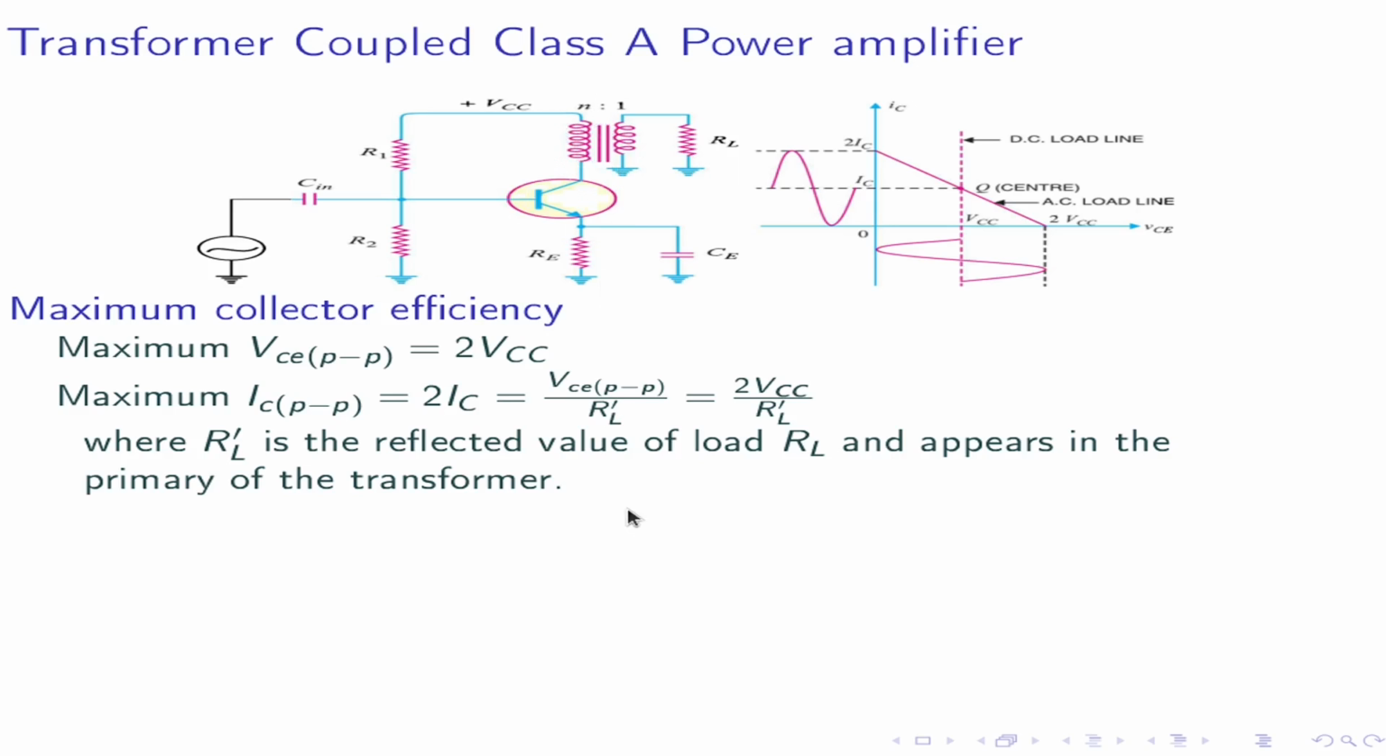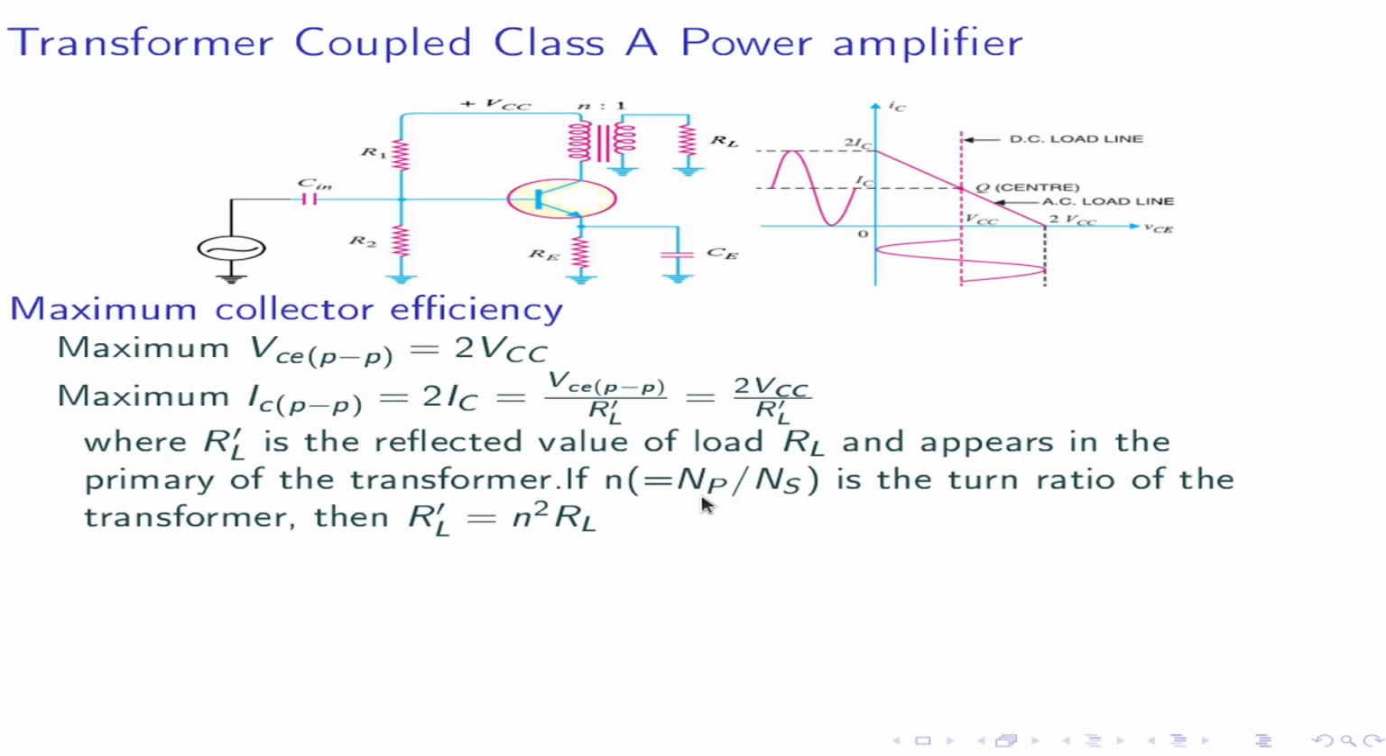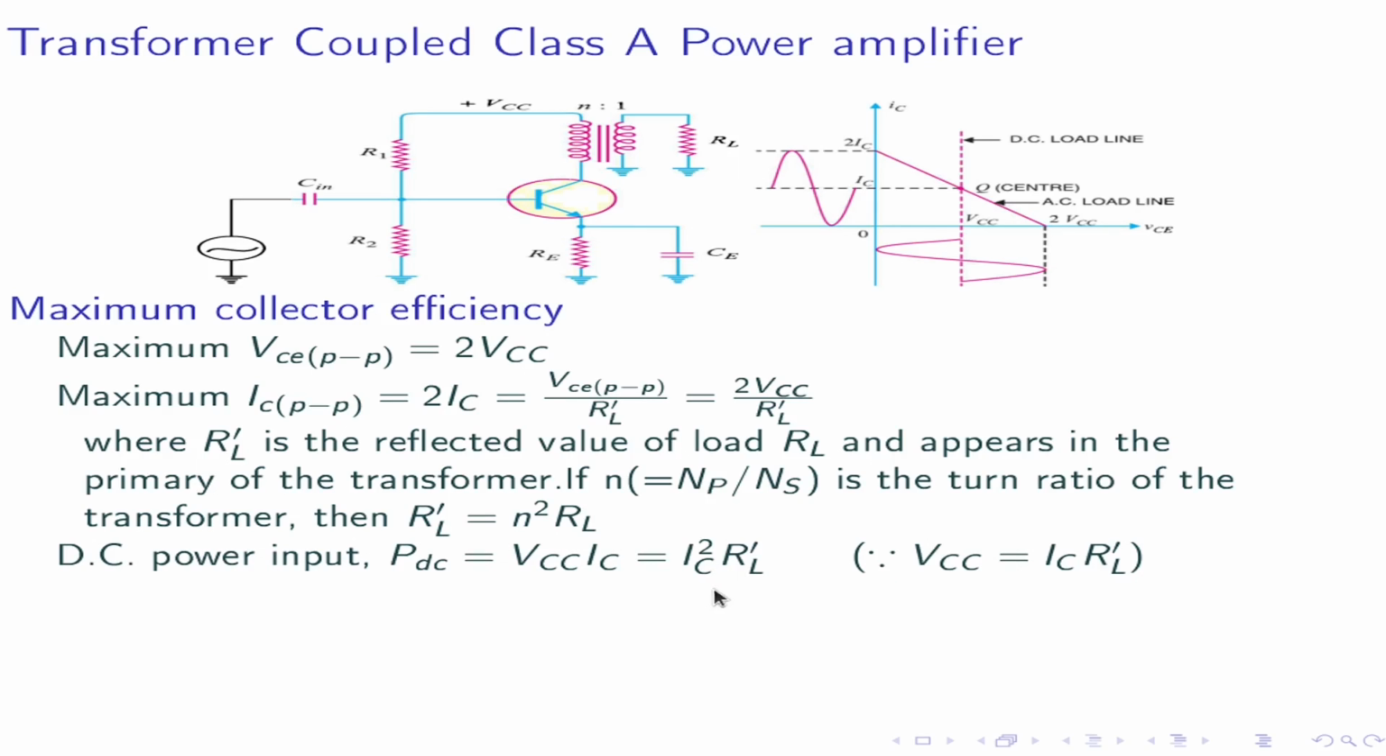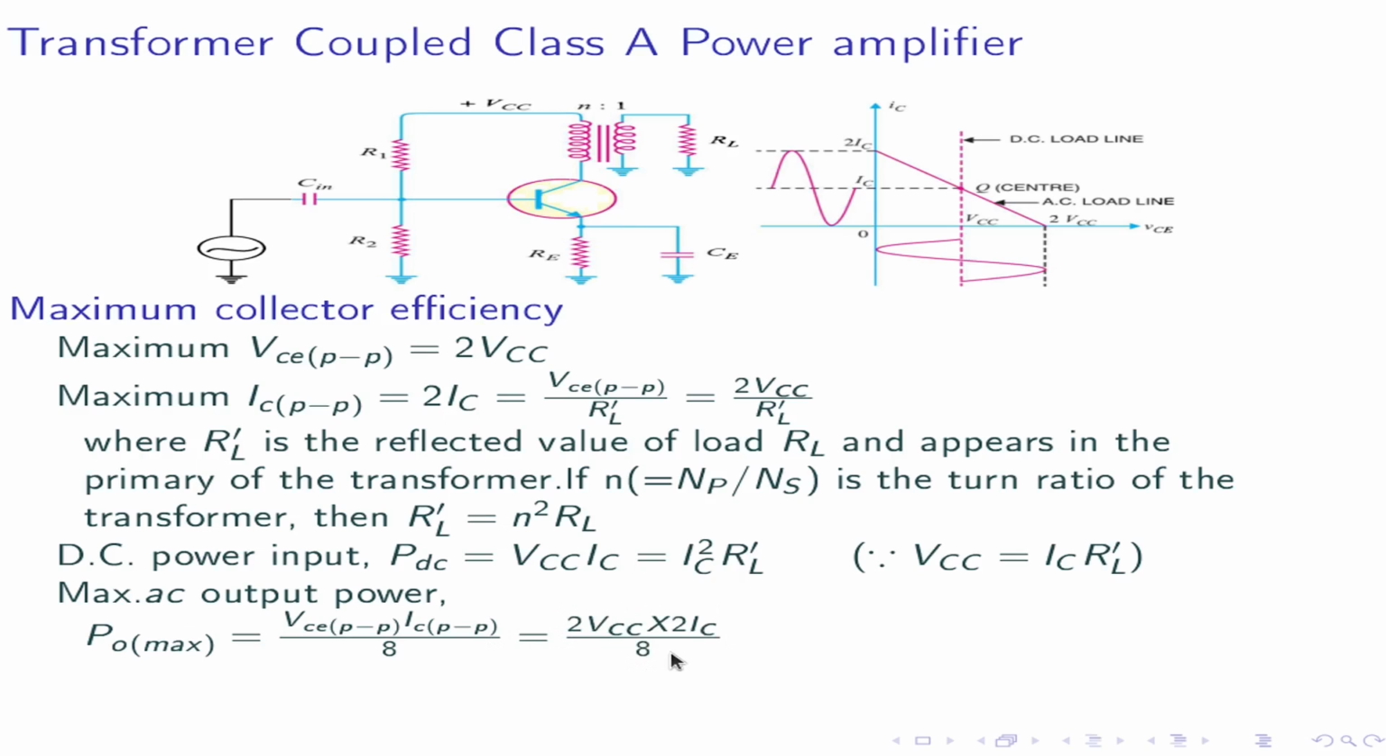We can calculate N such that N is equal to NP by NS, the turn ratio of the transformer. Then RL prime is equal to N square RL. DC power input PDC is equal to VCC into IC. That is IC square RL prime, since VCC is equal to IC RL prime. Maximum AC output power PO max is equal to VCE peak to peak into IC peak to peak by 8. That is equal to VCC into 2 IC by 8. That is equal to half VCC IC. That is equal to half IC square RL prime.